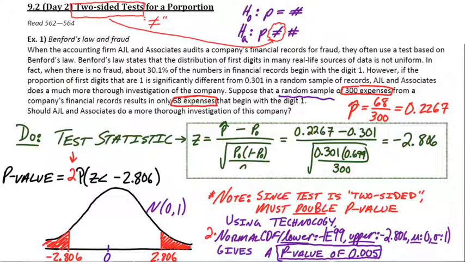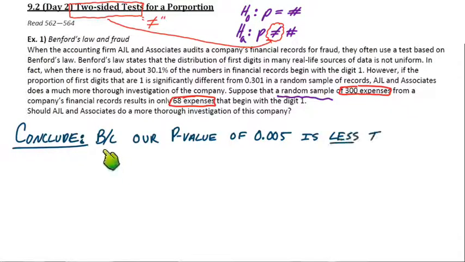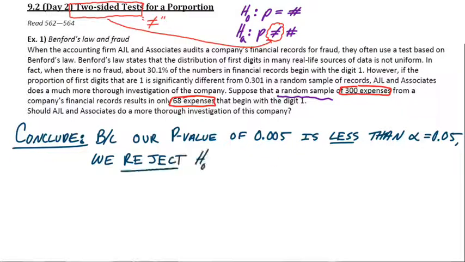All right, so the do steps got full credit. We got the test statistic right here. We got the p-value. Last thing on the agenda for this is the conclude step. So our p-value is definitely really, really small, meaning it's way below our alpha level. We're going to go ahead and reject, right? So we have to mention why we're rejecting it. Because our p-value of 0.005 is less than our alpha level of 0.05, we reject the null hypothesis.